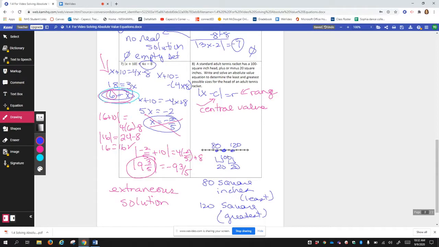So when I set this up, I have the absolute value of x minus 100, right? The central value was 100, that's what it could go around, is equal to 20. And then I split it. X minus 100 is equal to 20. X minus 100 is equal to negative 20. And when you solve these, you get x is equal to 120 and x is equal to 80.